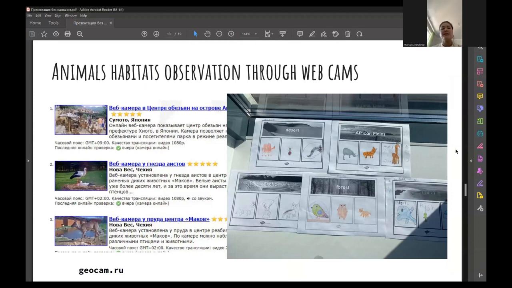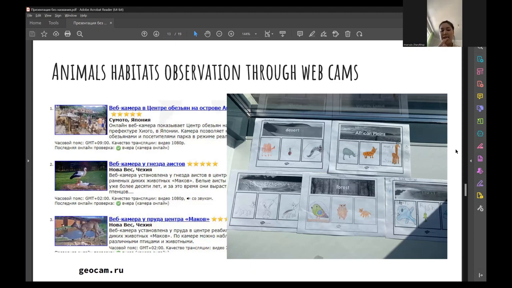Animal habitat observations through webcams. In my city, we don't have any zoo parks. We have only an aquarium, but it presents only ocean animals, so it would not be fair. I decided to find a way, and it came to my mind: maybe we can watch zoo parks from the screen. And I found some webcams.